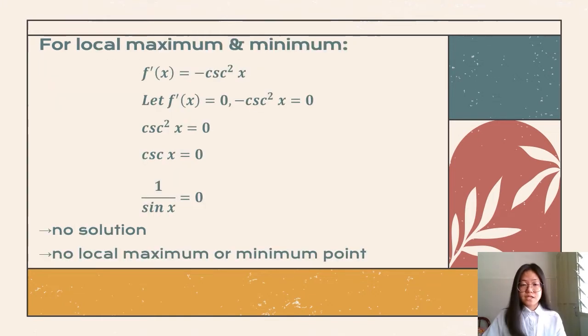Next, we are going to determine the local maximum and minimum points of this function, also known as the critical points. Before we can determine them, we have to differentiate the function, which equals negative cosecant squared x, and let it equal 0 and solve for it. But since there is no solution for 1 over sine x equals 0, there is no local maximum or minimum point in this function.